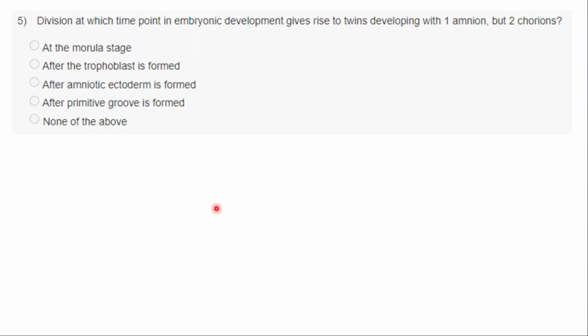Option A, at the morula stage. Option B, after the trophoblast is formed. Option C, after amniotic ectoderm is formed. Option D, after primitive groove is formed. Option E, none of the above. So you have to mention the stage in which, if we divide the embryo, it can give rise to twins developing with one amnion but two chorions.